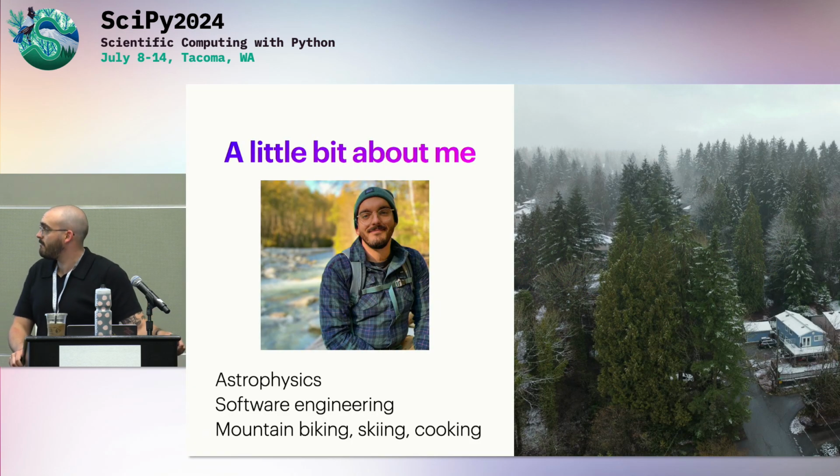So a bit about me. This is my neighborhood when it's snowy. I come from an astrophysics background. Then I decided I was not cut out for academia, and I left my PhD to get into software engineering. I live in Vancouver, and my go-to things are biking with my kids and skiing with them, and I'm really big into cooking too. That's my little TLDR.